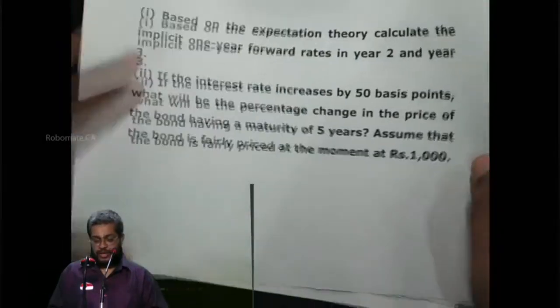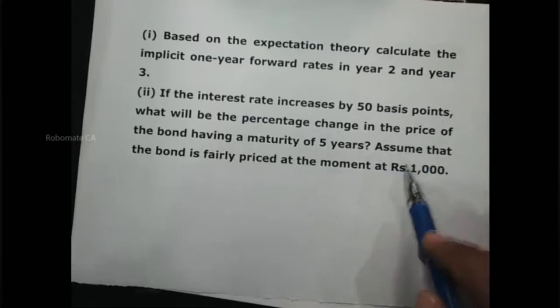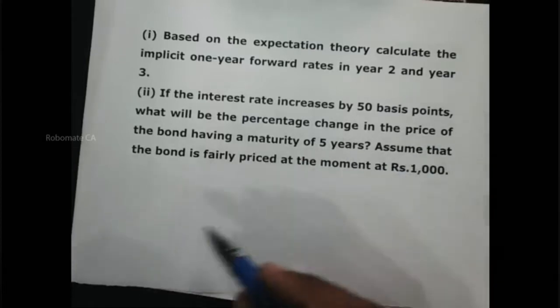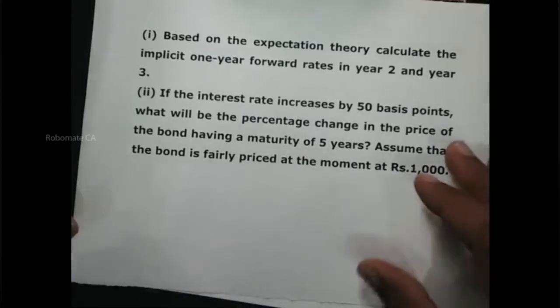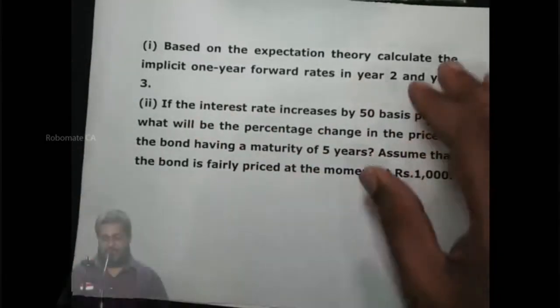I think I did not read the full question. The question continues. Based on expectation theory, calculate the implicit 1 year forward rate in year 2 and year 3. That means it asks you to calculate the second year rate and then the third year rate. And if the interest rate increases by 50 basis points, what will be the percentage change in the price of the bond having a maturity of 5 years? Assume that the bond is fairly priced at the moment at rupees 1000. All this we will be discussing later.